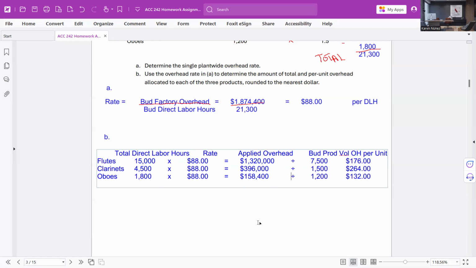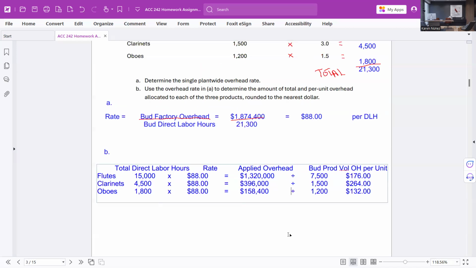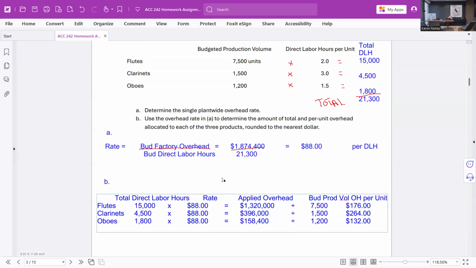Okay, there we go. So for flutes, we have 15,000 direct labor hours, right? 15,000 hours at $88 an hour is $1,320,000 of overhead that we applied to flutes. And we're going to make 7,500 of them. That's $176 per unit of overhead. Clarinets, we need 4,500 hours, and it's the activity hours times the rate. 4,500 times 88 is $396,000, and we're going to make 1,500 of those. Divide by 1,500, we got 264 per unit.